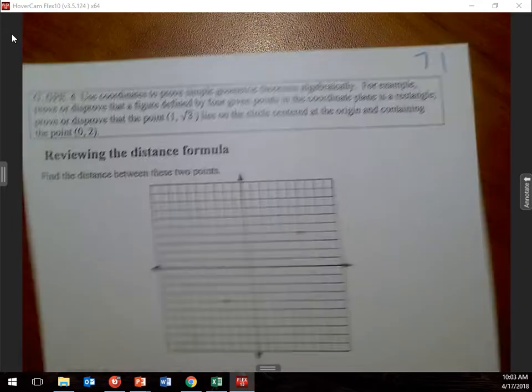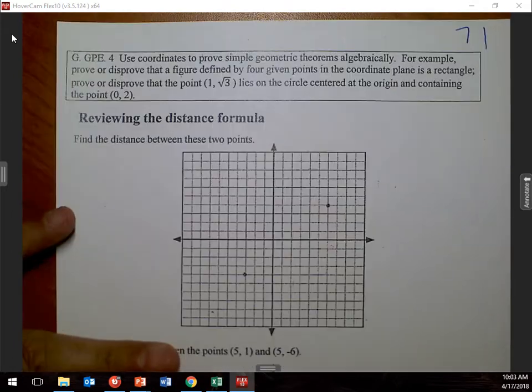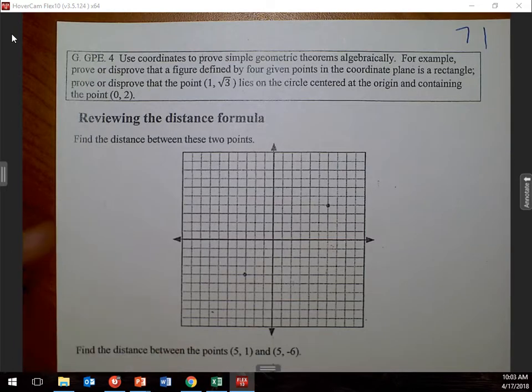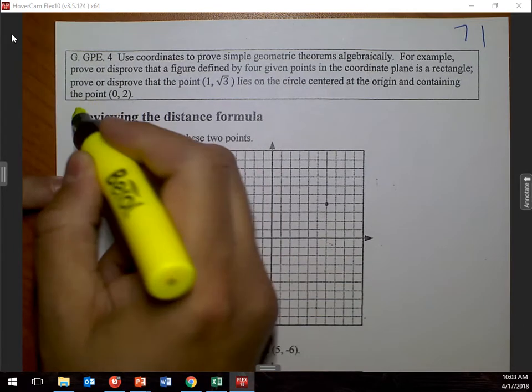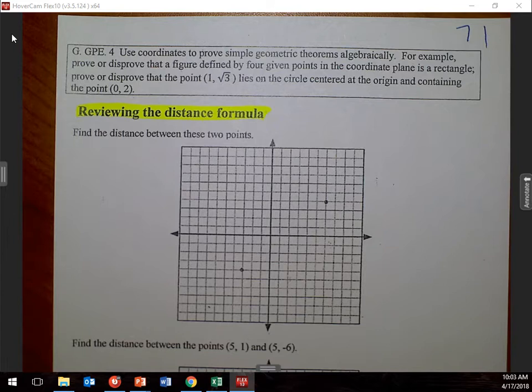All right, let's take a look here, please. This is going to be page 70 in our notebook. Now, what do you think the title of this one should be? Reviewing distance formula. Doing math. There we go. So, reviewing distance formula right here. Find the distance in between these 2 points.